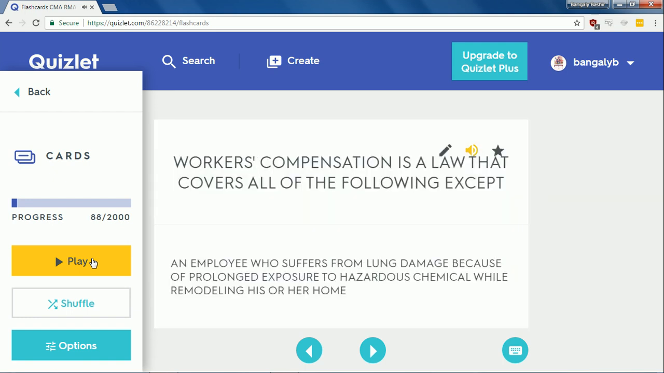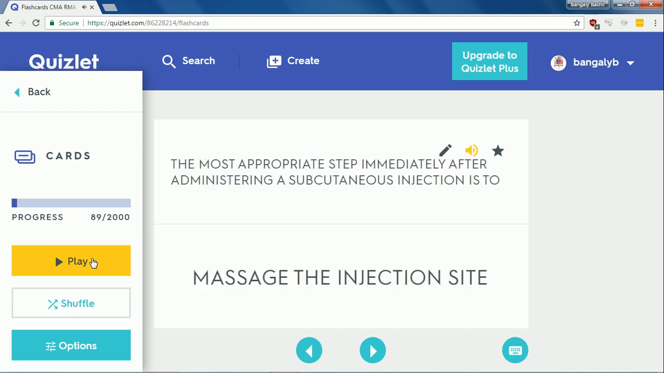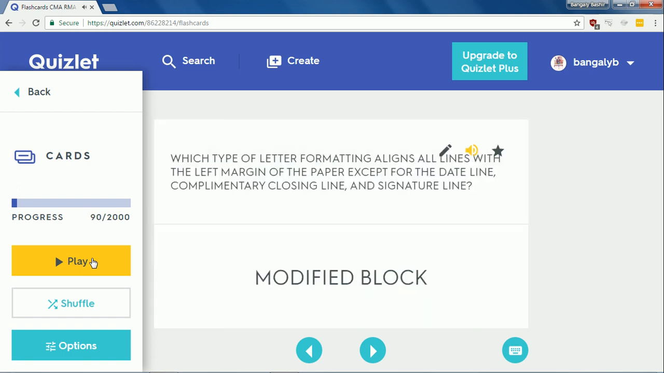Workers' compensation is a law that covers all of the following except an employee who suffers from lung damage because of prolonged exposure to hazardous chemical while remodeling his or her home. The most appropriate step immediately after administering a subcutaneous injection is to massage the injection site. Which type of letter formatting aligns all lines with the left margin of the paper except for the date line, complementary closing line, and signature line? Modified block.